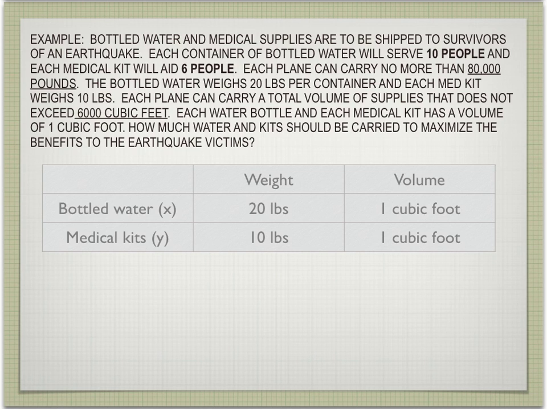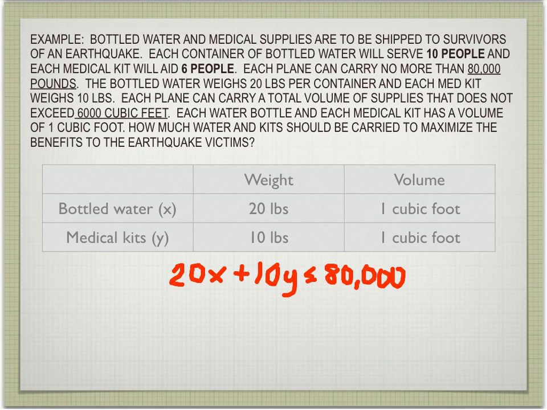So see if this makes sense. For my weight, I'm going to use this inequality: 20x plus 10y is less than or equal to 80,000. 80,000 total pounds that the plane has room to carry things, and each case of bottled water is 20, each medical kit is 10, 20x plus 10y. It has to be less than or equal to because that's what the plane has.